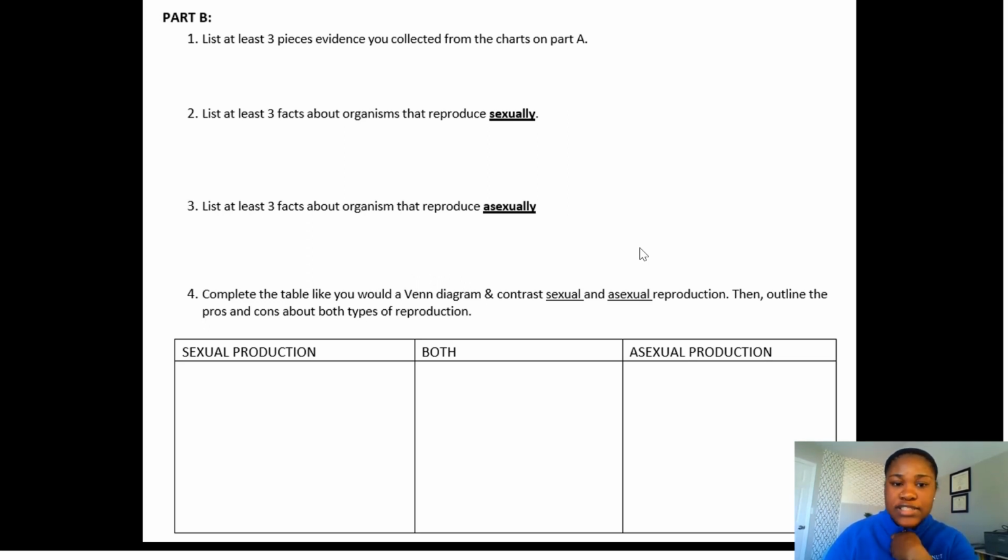So what are 3 facts that we know about organisms that reproduce sexually? What are 3 facts we know about organisms that reproduce asexually? And then, because it's really hard to type in a Venn diagram, I just gave you a table, but you're just comparing and contrasting them. What are some differences? What are things that are particular to both? And then to each individual ones.